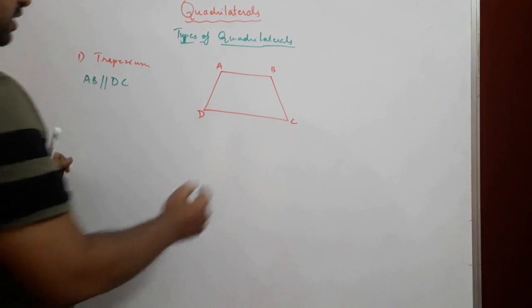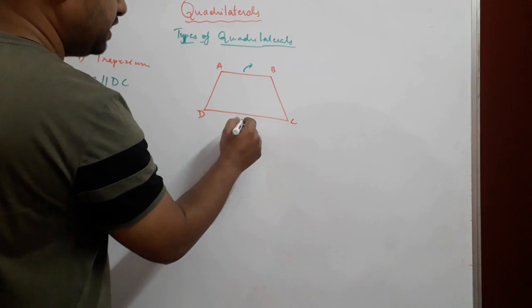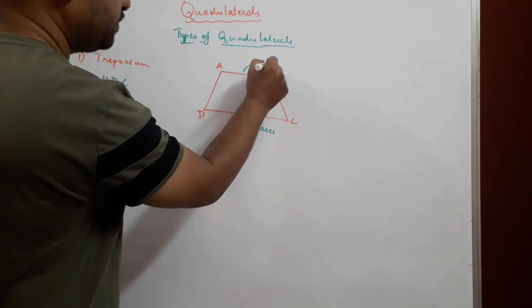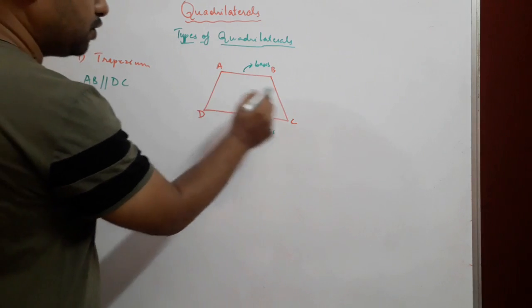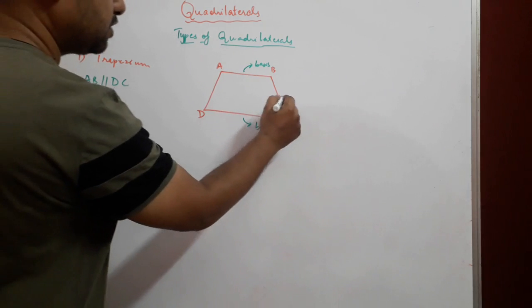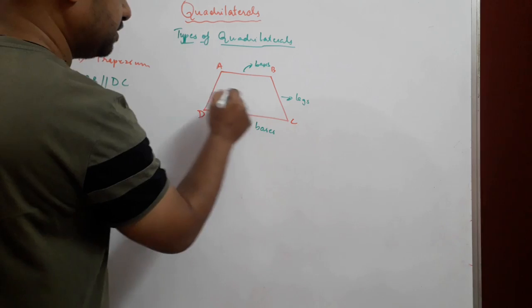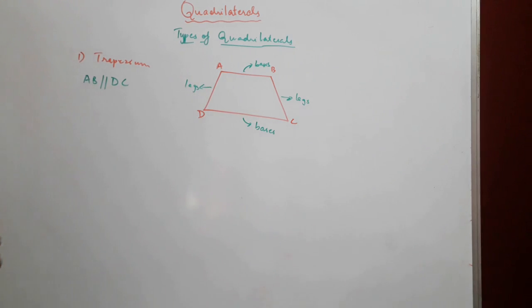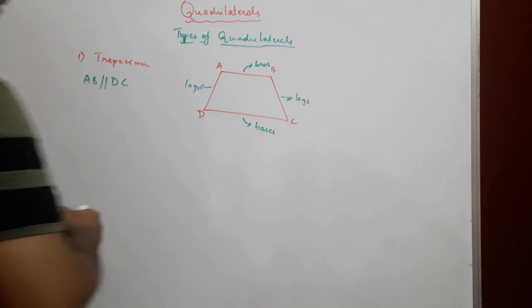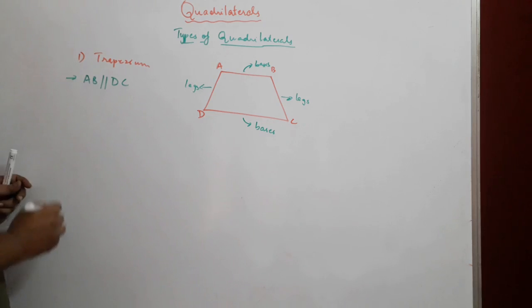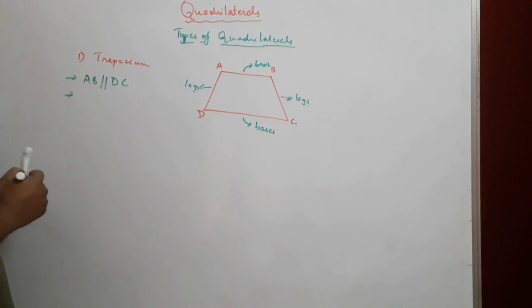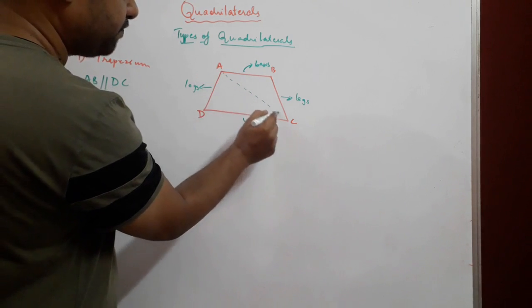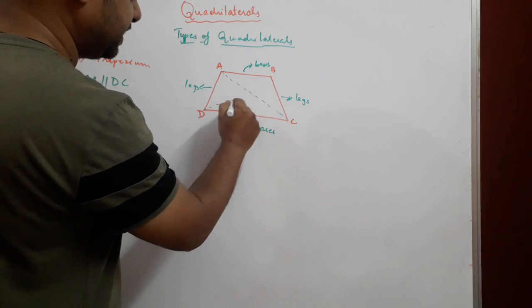Now AB over here and DC, these are referred to as the bases of the trapezium, and these non-parallel sides, these are called as the legs of the trapezium. See, they look like legs. Okay, they are known as the legs of the trapezium. This is the first point. Okay, second point is that diagonals of a trapezium intersect each other.